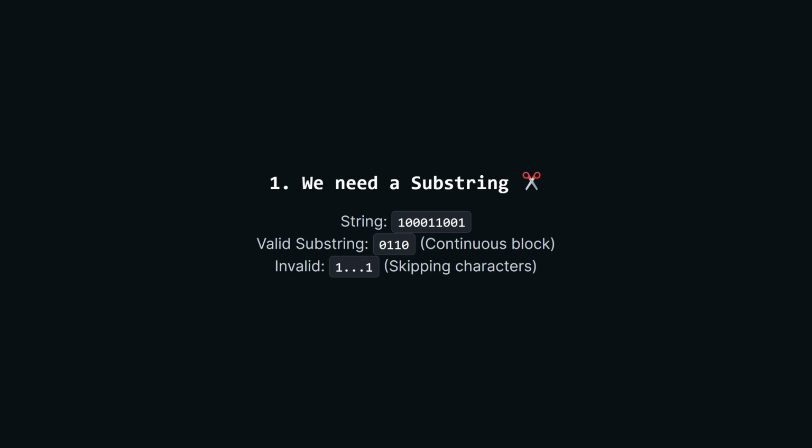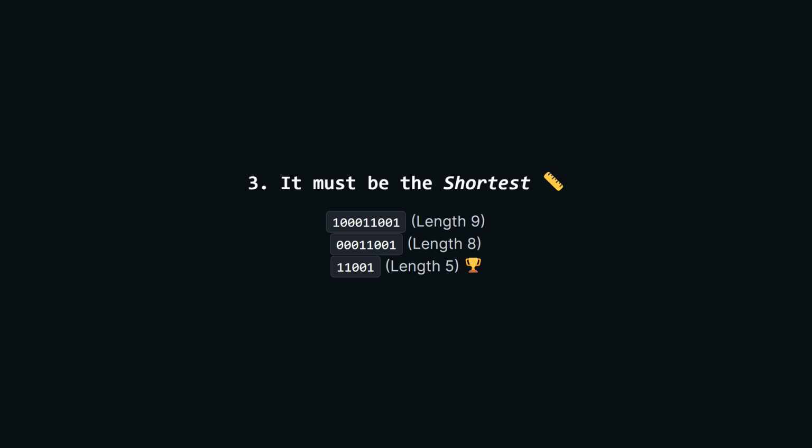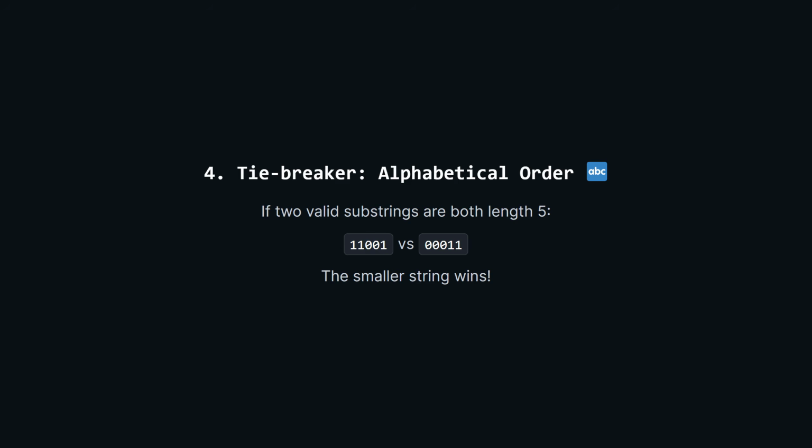First, we need to extract a substring, which just means a continuous block of characters from our main string. Second, this substring must be what they call beautiful, which simply means it contains exactly k number of ones inside it. Third, out of all the possible beautiful substrings we find, we only care about finding the one that is the absolute shortest in length. And finally, if there is a tie, meaning we find multiple shortest strings of the exact same length, we pick the one that is lexicographically smaller, which is basically just alphabetical order but for numbers.